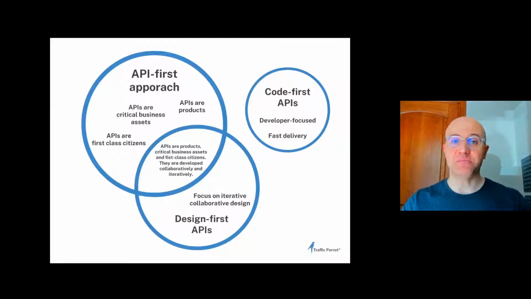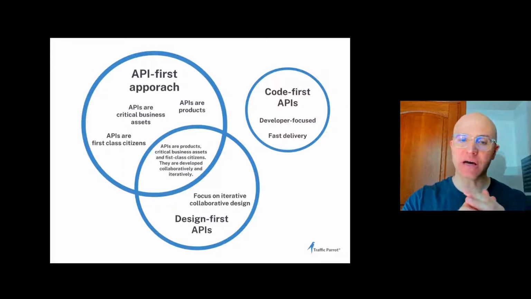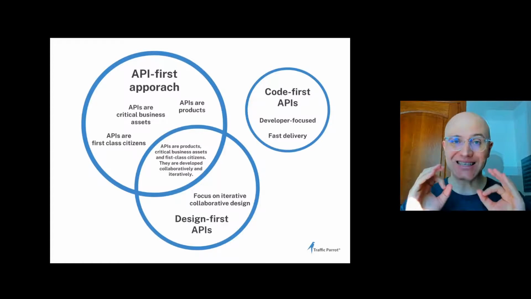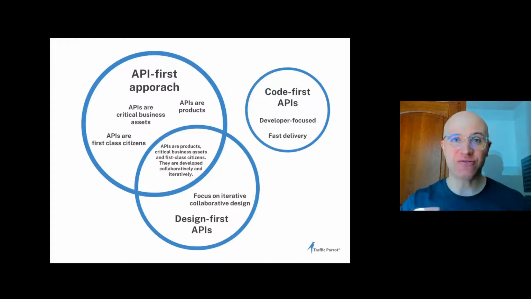So what is the difference between API first, code first, and design first APIs? We hear those terms often from our prospects and customers, and they often interchangeably use API first and design first. However, if you look at the details, those terms mean different things. So first of all, code first, what does that mean?